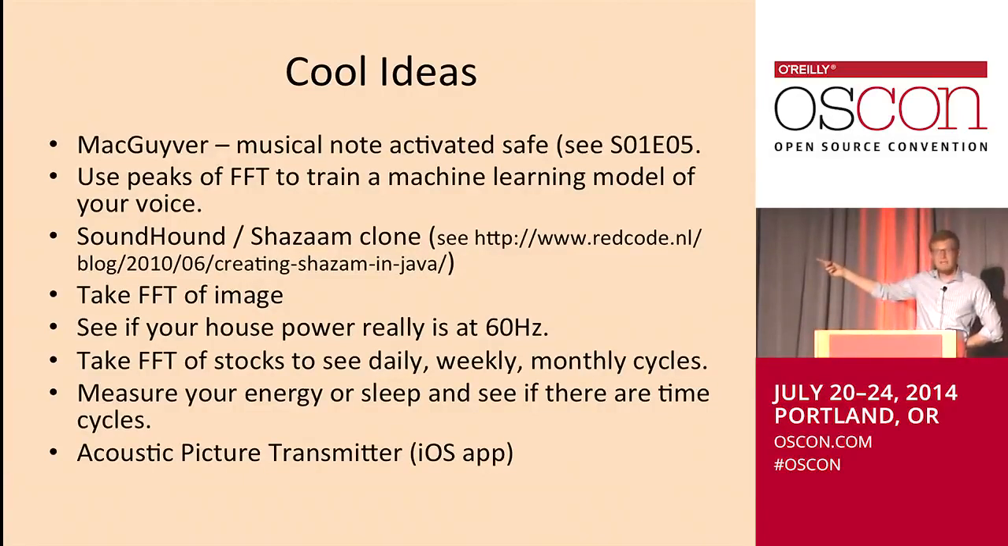You can take the FFT of an image. You take the horizontal FFT and then the vertical, or the other way around. And you can look at frequency content of a two-dimensional image that way. You can measure if your house really has 60 hertz power, or if your power company is messing up. You could measure the voltage, take the FFT of the voltage. You could take the FFT of stock prices, Apple price over time, and see if there are periodic components. Obviously, the trading floor is closed on Saturday and Sunday, so you would probably see a very strong 7-day frequency component there. Maybe you want to measure your energy or your sleep patterns.